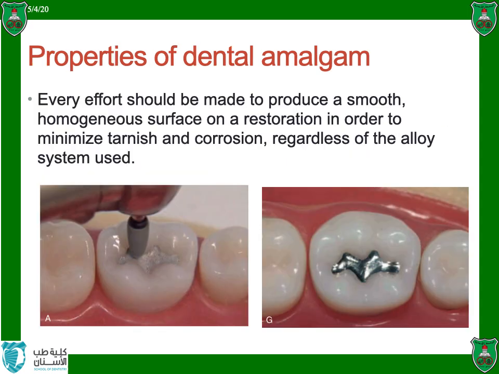Now, how do I reduce tarnish and corrosion? Every effort should be made to produce a smooth homogeneous surface with a restoration in order to minimize tarnish and corrosion regardless of the alloy system that we use.